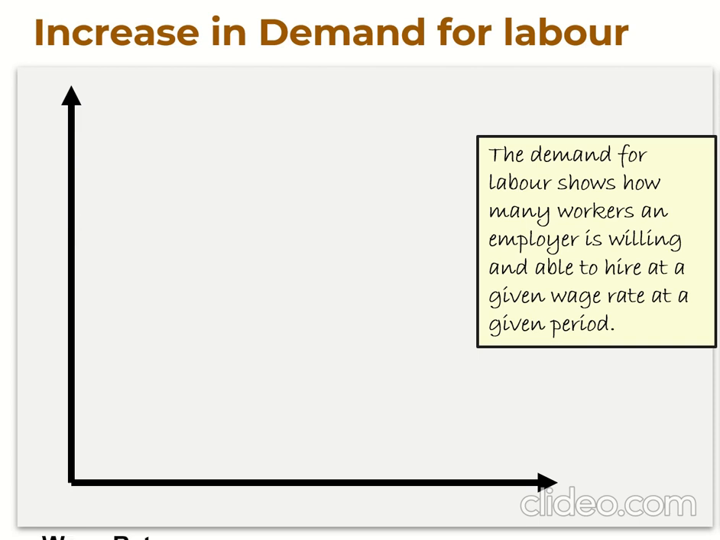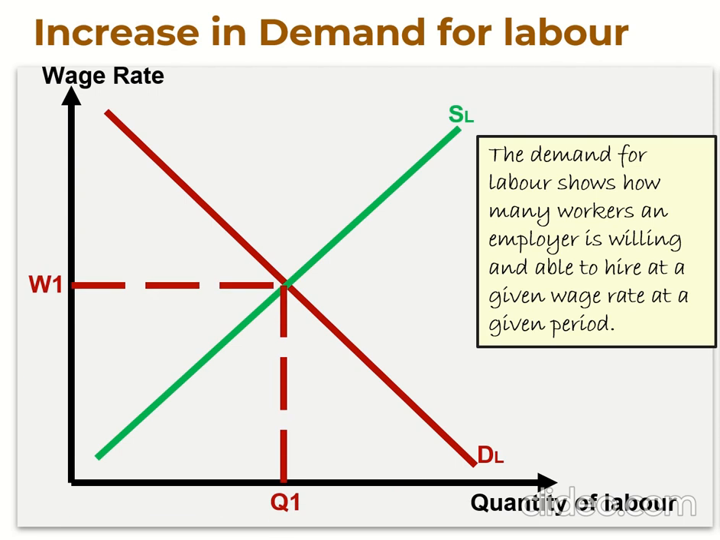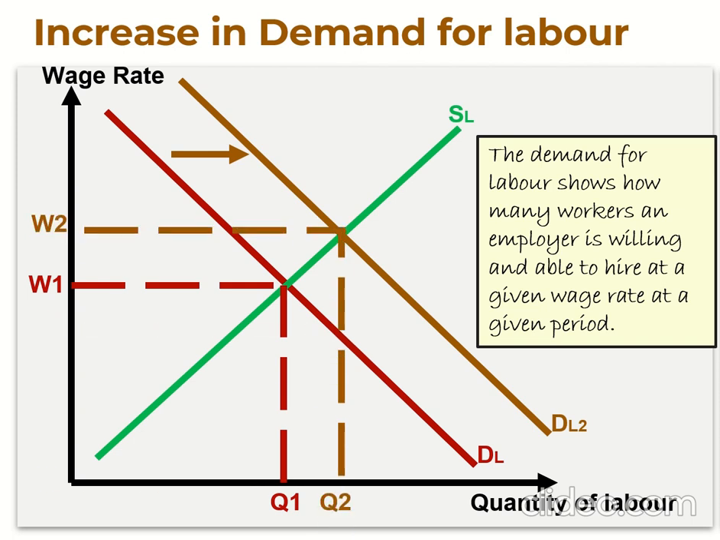Draw the axis. Mark it as wage rate and quantity of labor. Draw the demand for labor curve, supply of labor curve. Let's mark the equilibrium as W1 and Q1. Since there is an increase in demand for labor, the DL curve shifts to the right. Therefore, we arrive at a new equilibrium point at W2 and Q2.